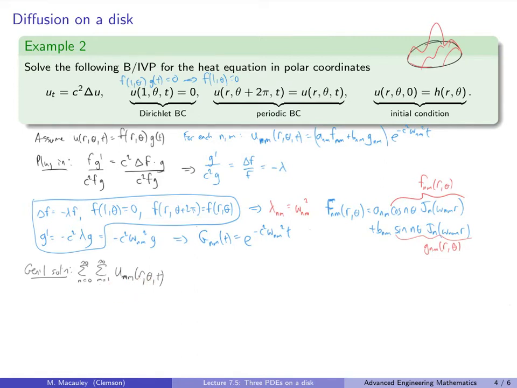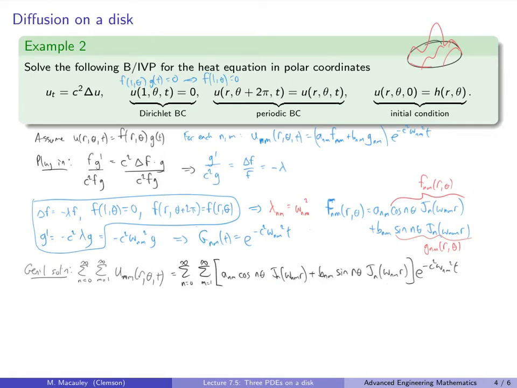So the general solution is the linear combination of these. I'm not putting a constant in front because we have these constants embedded in there, okay? But I will write what that is. This is the sum from n equals 0 to infinity, from m equals 1 to infinity, of A_nm cosine of n theta J_n of omega_nm r plus b_nm sine of n theta J_n of omega_nm r, times e to the minus c squared omega_nm squared t. So it's basically a superposition of all of these over all possible n's and m's. Okay, so this is the general solution.